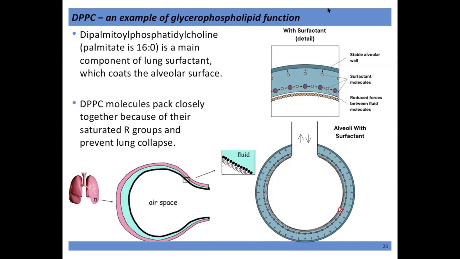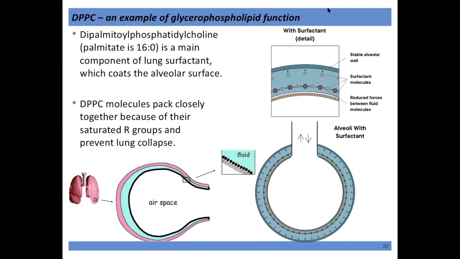So in fact, the polar head groups are pointed inward and the tails are pointed out towards the air there. So there is a thin layer of water and you get these nonpolar tails, and they pack together fairly tightly here. And so as the air escapes, those glycerol phospholipids pack together and prevent the alveoli from collapsing. And so you can kind of see that as you've got the fluid and then you've got these bilayers there to prevent it from collapsing.